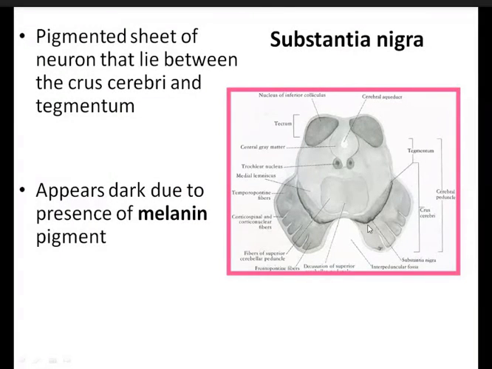So substantia nigra is the darker part between the tegmentum and the crus cerebri. It is the pigmented seat of neurons that lie between the crus cerebri and the tegmentum. It is pigmented and darker in appearance, and it appears dark due to the presence of melanin pigment. So this is the substantia nigra.